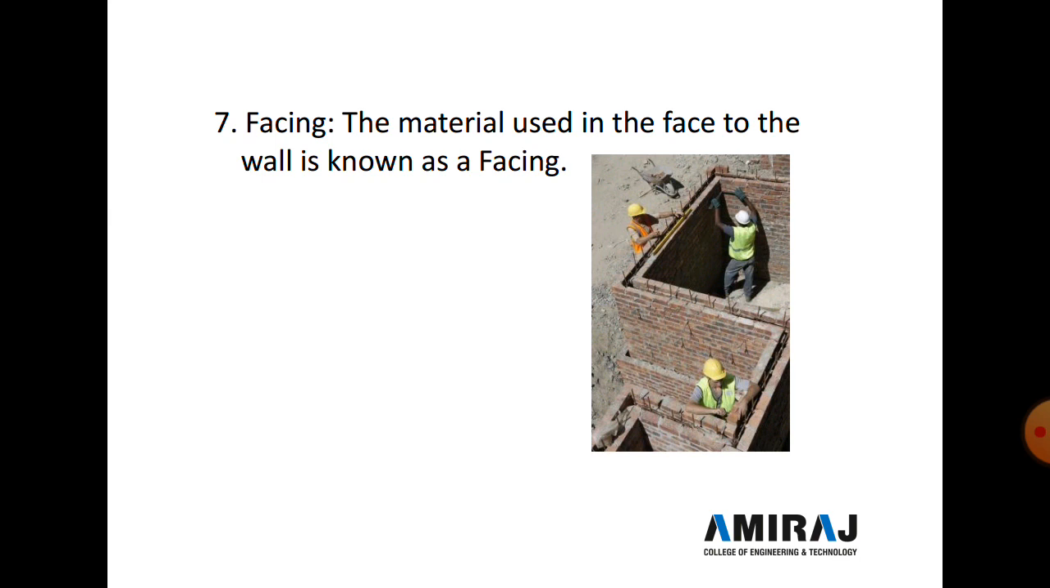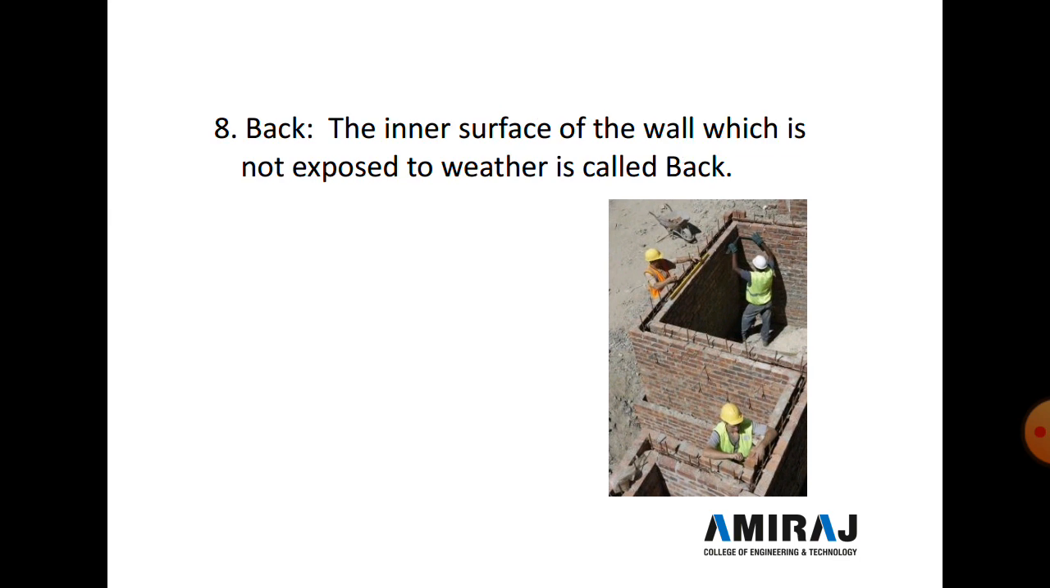Now next definition is a back. The inner surface of the wall which is not exposed to the weather is called a back. See this figure. The inner part of the building, which is not in contact with the weather, not touching the rain, snow, or any other weather condition, is called a back.